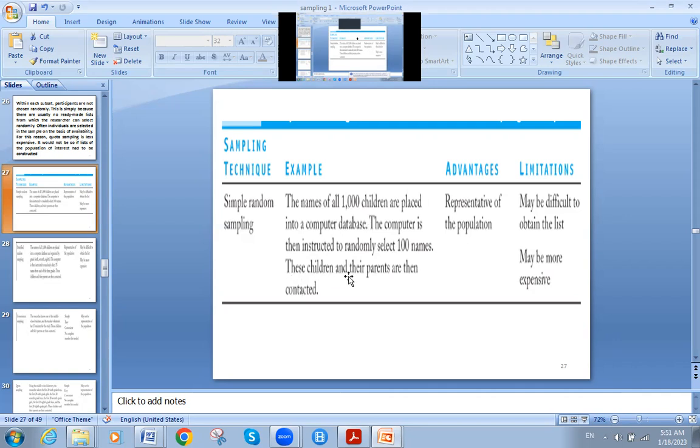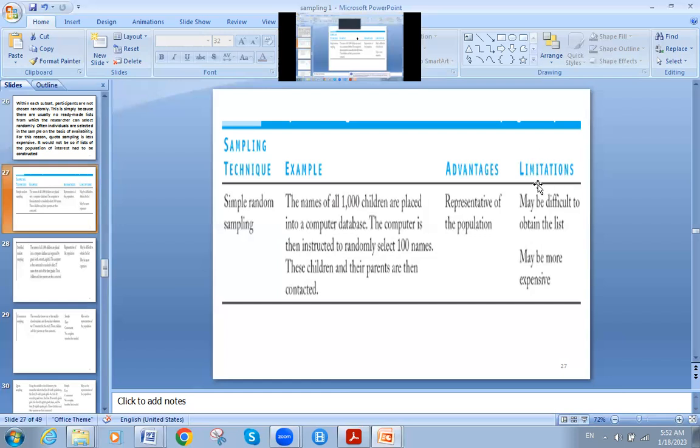These children and their parents are then contacted. So I will take a sample, 100 students out of 1,000 students, and the computer is the one who will determine which ones we choose. For example, the first one, the 71st, the 91st, and so on. The advantage of simple random sampling is that it represents the population. It represents the population, it's true.